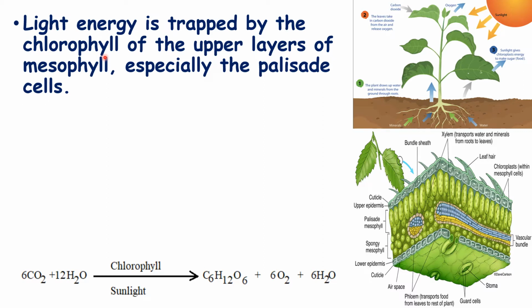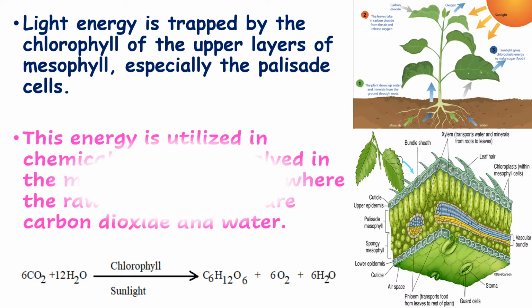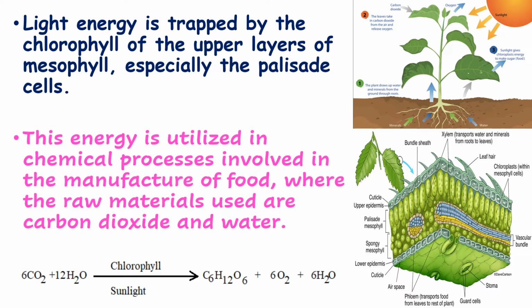Chlorophyll traps light energy. Then light energy is trapped by the chlorophyll of the upper layers of mesophyll cells, that is palisade cells. This energy is utilized in chemical processes involved in the manufacture of food, glucose, C6H12O6, where the raw materials used are carbon dioxide and water.